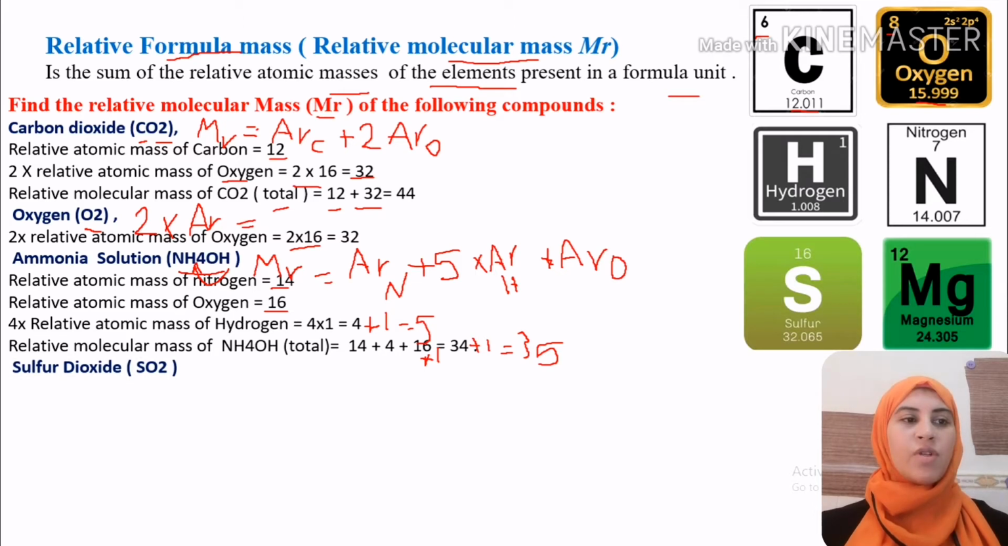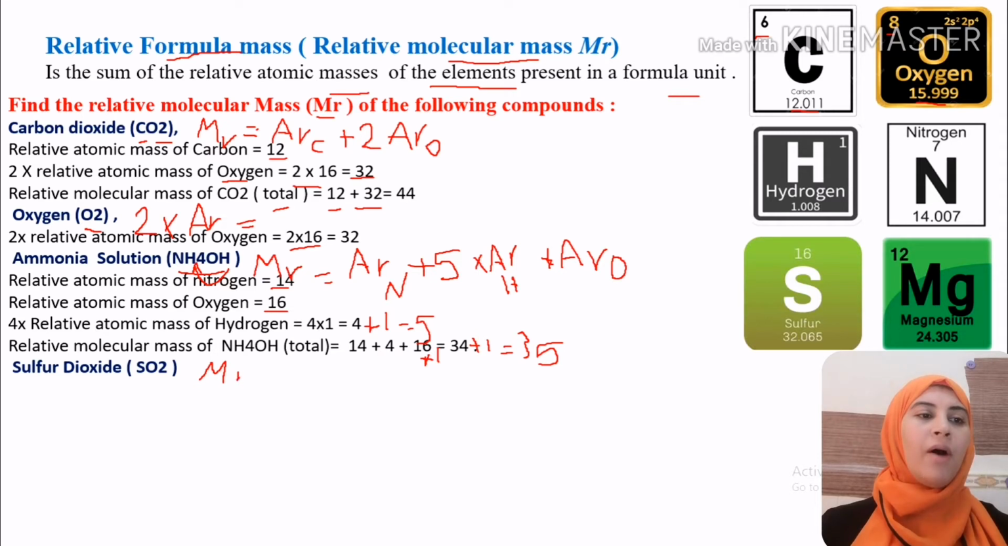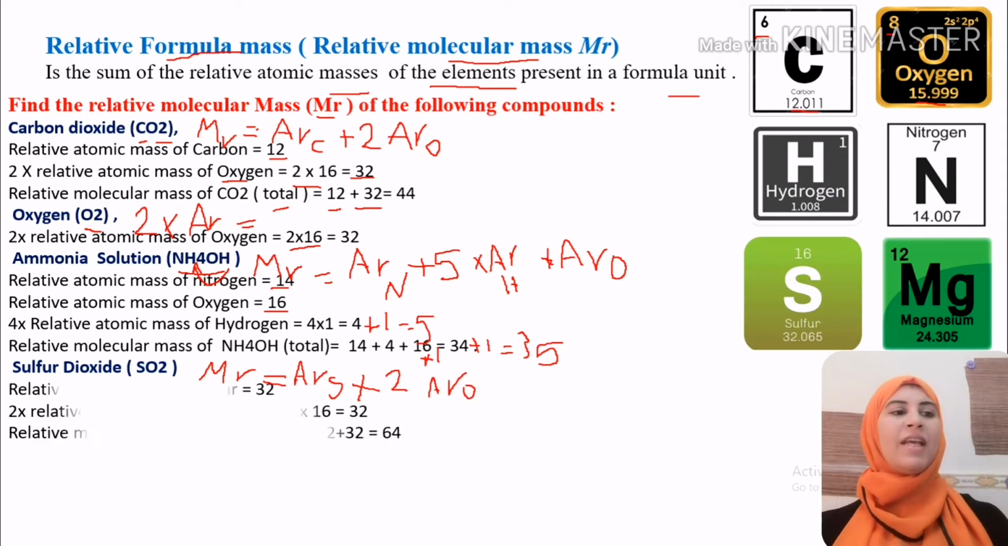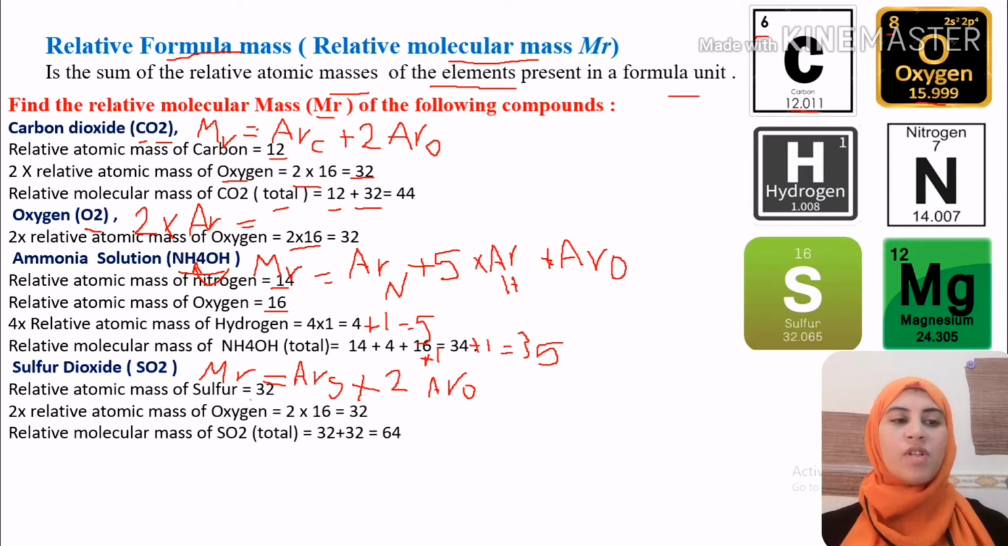Next one, sulfur dioxide. For sulfur dioxide, Mr, the relative molecular mass of our compound, equals Ar, the relative atomic mass of sulfur, plus 2 times the relative atomic mass of oxygen, because we have 2 oxygen atoms. So we can say that the relative atomic mass of sulfur is 32, and 2 times the relative atomic mass of oxygen is 2 times 16 equals 32. The relative molecular mass equals 64.